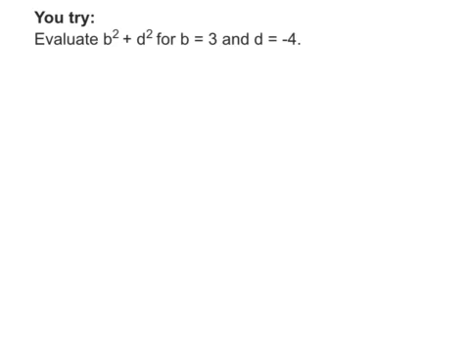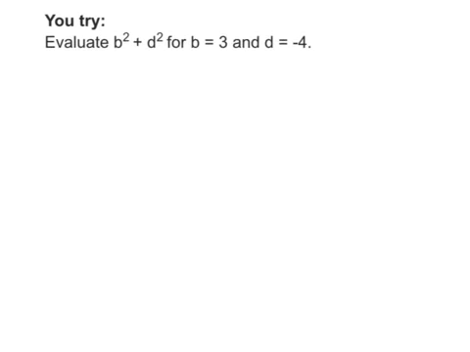Okay, so this one says evaluate b squared plus d squared for b equals 3 and d equals -4. So first step is to substitute in your values. So b is +3. So we're going to have 3 for the b, the second power, or 3 squared, plus, and our d is -4. I'm going to put parentheses here since this one has a negative. And bring down that squared, or that exponent of 2. You could have put parentheses on this first one too if you wanted to.